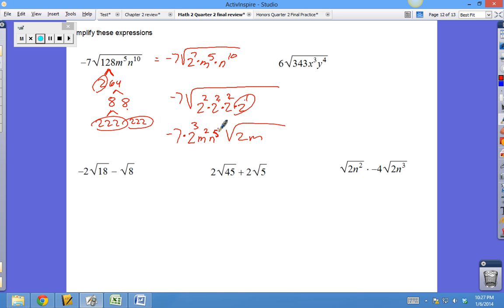So my answer, this 2 times 2, that's really 8. 2 times 2 times 2, 8 times negative 7. My answer is negative 56 m squared n to the 5th times the square root of 2m.